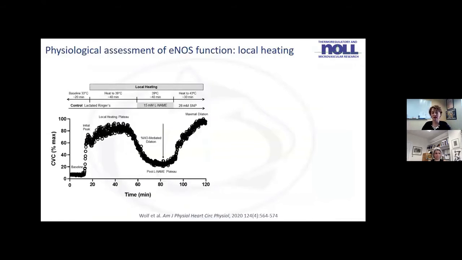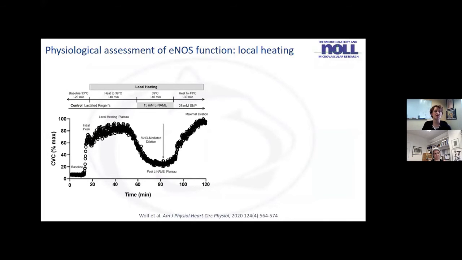interested in. So from looking at what types of responses that we see, from a physiological method to assess NO-dependent dilation, we oftentimes use a local heating protocol where local temperature is increased by a standard protocol.